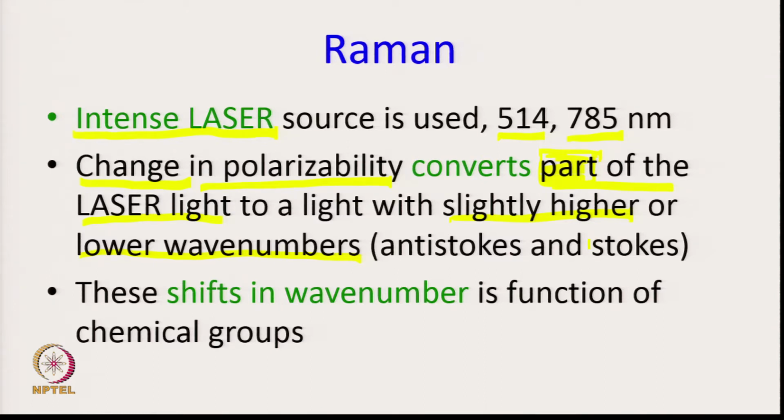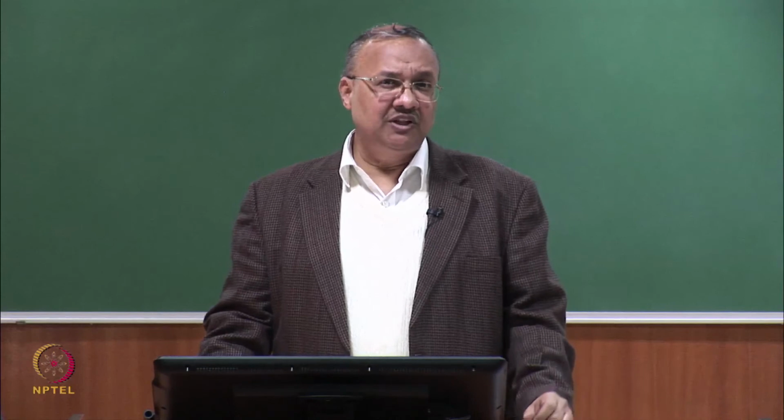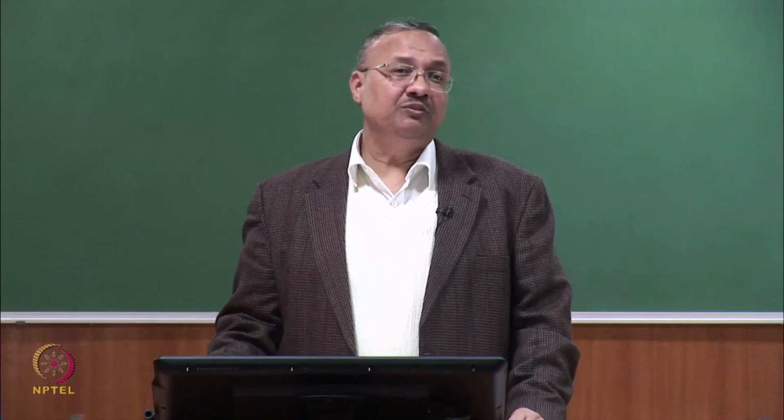If we use say for example a 785 nanometer laser, if we use a different laser, then again it will get converted to either slightly higher or slightly lower wavelength, depending on whether it is an anti-Stokes or Stokes kind of signal. So, these shifts in wave numbers are interestingly a function of the chemical groups present in the molecule. So, this is something which is important. So, how much shift will be there, how many wave numbers the shift will take place, that depends on what kind of bond is present in the molecule.